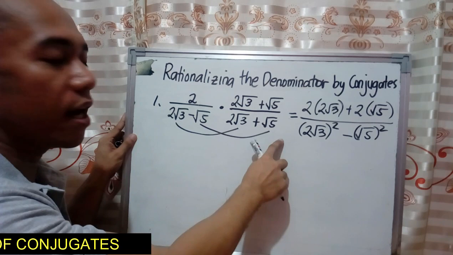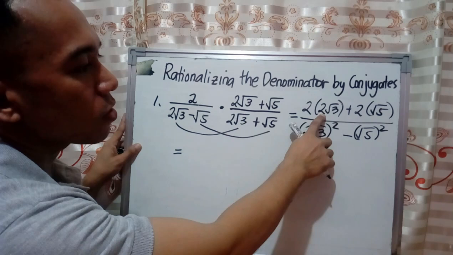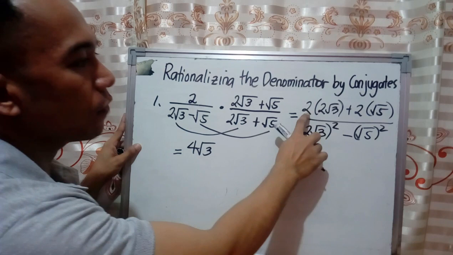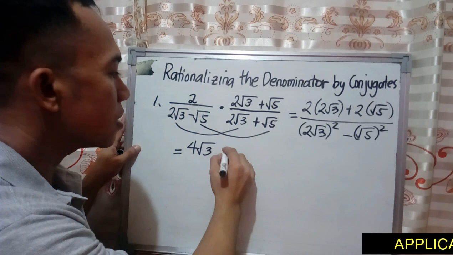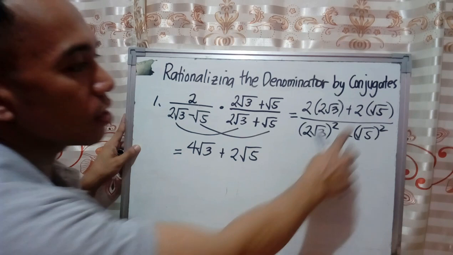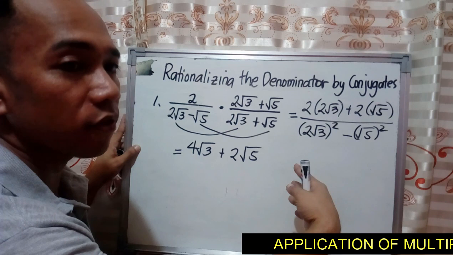So this becomes 2 times 2 is 4, square root of 3 for the first product. And for the second product, you have 2 times, you have 1 here, the outside numerical coefficient of square root of 5. So this is now plus 2 square root of 5. Just multiply 2 times 1, the numerical coefficient outside the square root of 5. Okay, so how about this one?